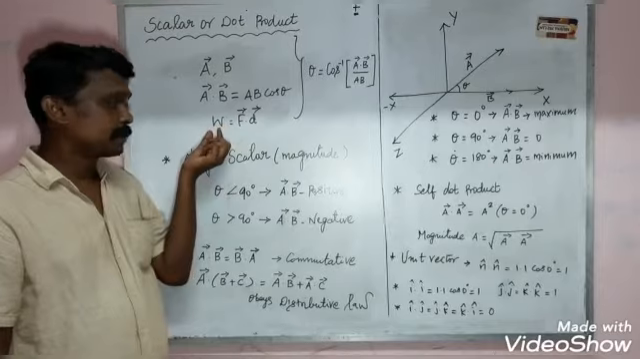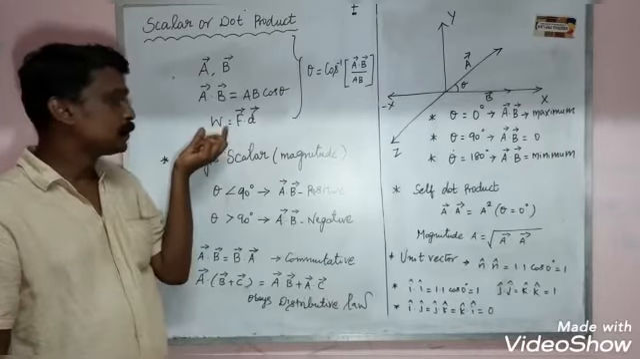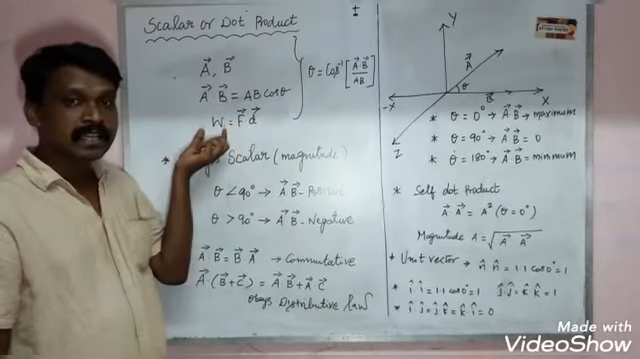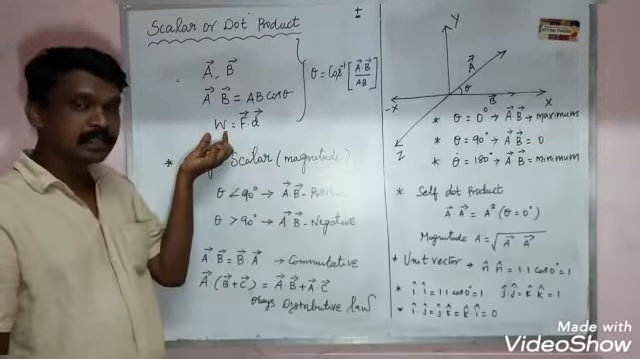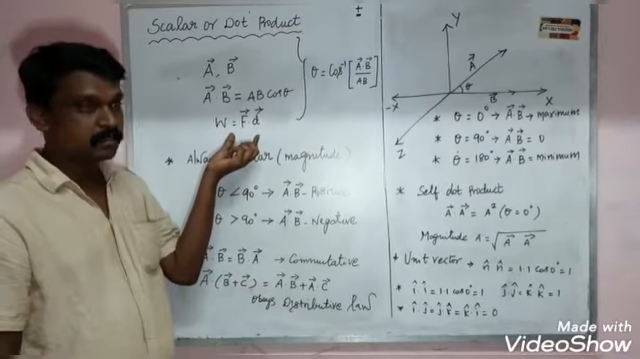is equal to work done. That is, force into displacement is equal to work done. Multiplying the two vectors, we are getting a scalar, that is the work done. So this is a good example for the scalar or dot product.